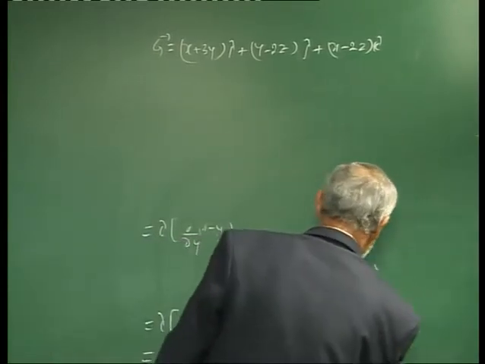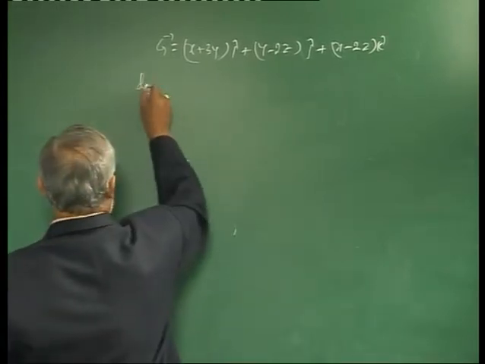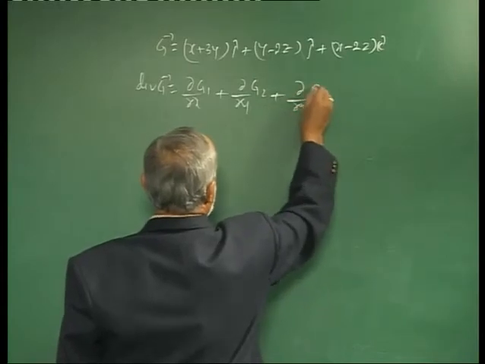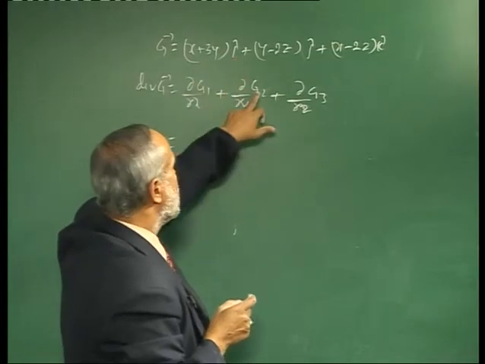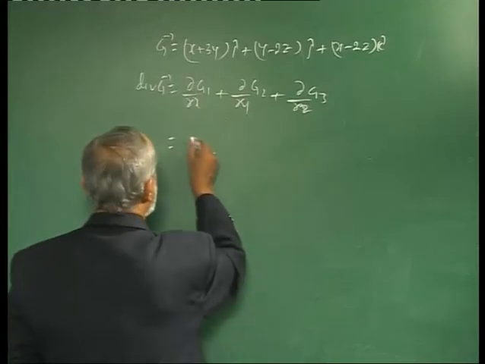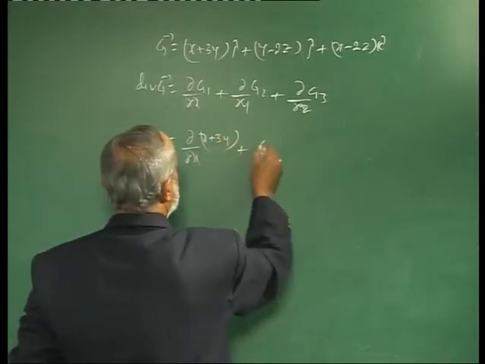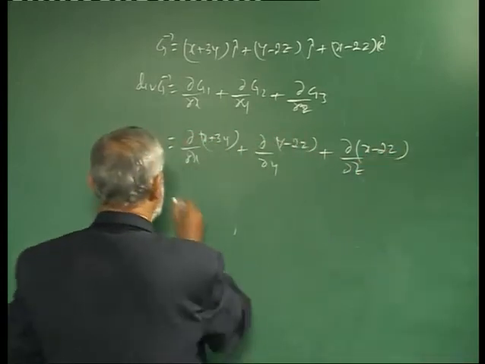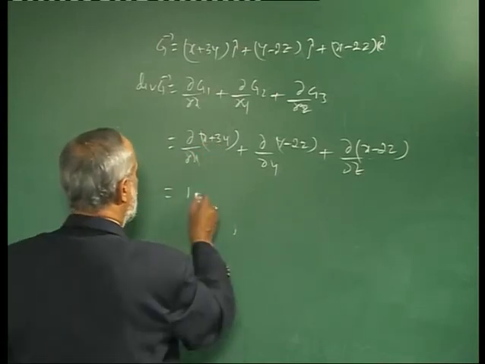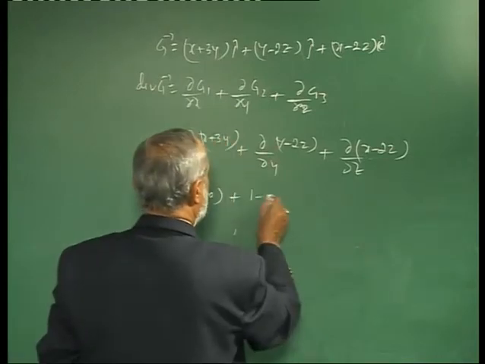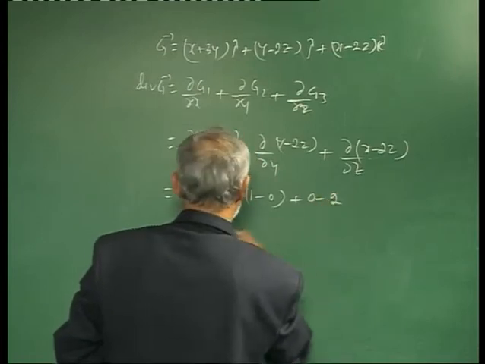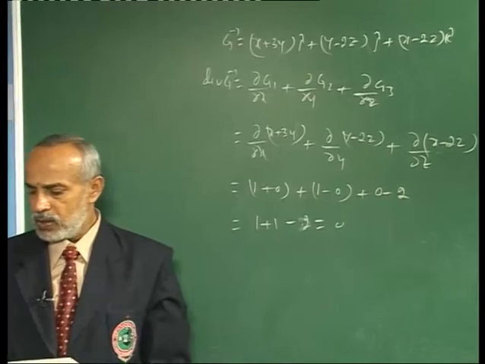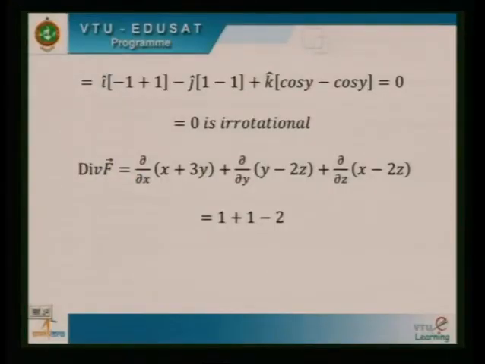What is the divergence of g vector? The formula is there. Divergence of g vector is equal to del by del x of g1 plus del by del y of g2 plus del by del z of g3. Here g1 is the i component, g2 is the j component, g3 is the k component. Now substitute: del by del x of x plus 3y, plus del by del y of y minus 2z, plus del by del z of x minus 2z. Differentiating partially with respect to x, x differentiation is 1, 3y differentiation is 0; plus with respect to y, 1 minus 0; plus with respect to z, z minus 2. This equals 1 plus 1 minus 2 equal to 0. The given g function is solenoidal because divergence of g vector equals 0.